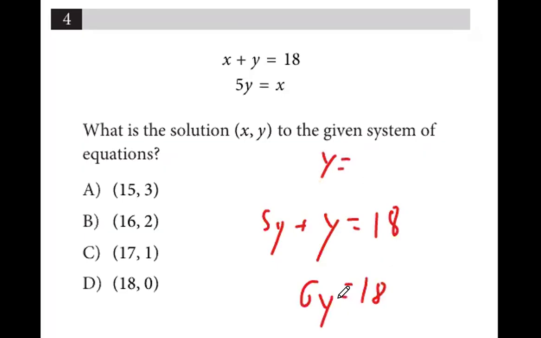Y is equal to, divide that side by 6, we get y equals 3. If we look at the answer choices, there's only one that can work. (15, 3).